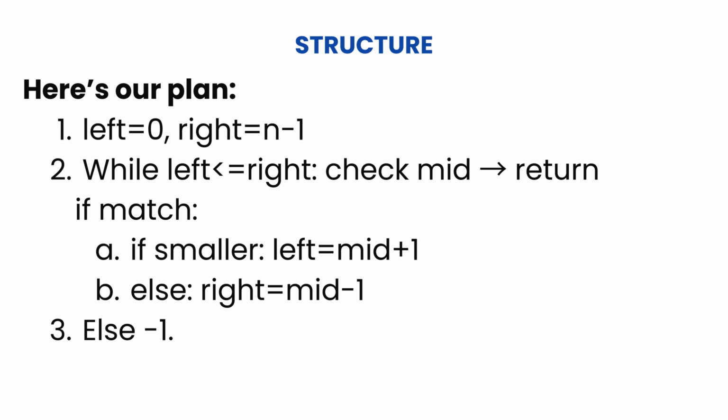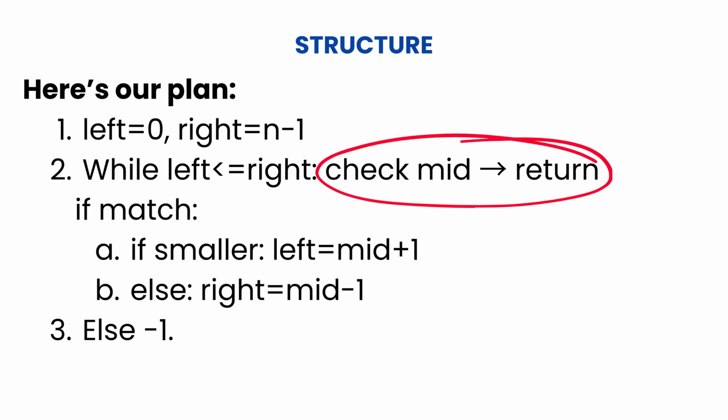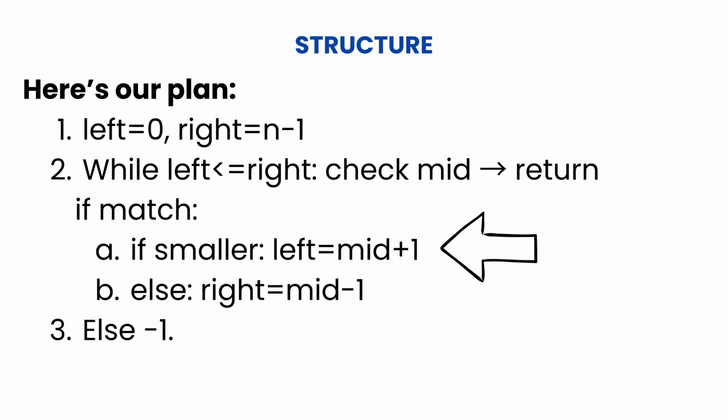Plan: initialize left equals 0, right equals len(nums) - 1. While left <= right, compute mid. If nums[mid] equals target, return mid. If it's smaller, discard the left half by doing left = mid + 1, otherwise discard the right half via right = mid - 1. If we exit the loop, return -1.